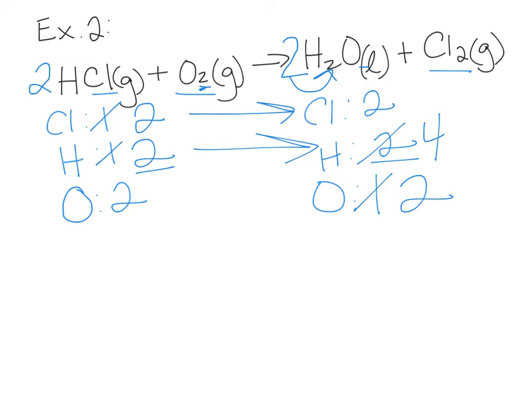My chlorines are still okay. My oxygens are at 4 and 2. So even though my oxygens have balanced out, it's my hydrogens that aren't quite there yet. What I have to do actually is change my 2 here to a 4 in order to balance out my hydrogens. So you keep on going. Don't worry if things change, just keep on going and try and work out the balances.